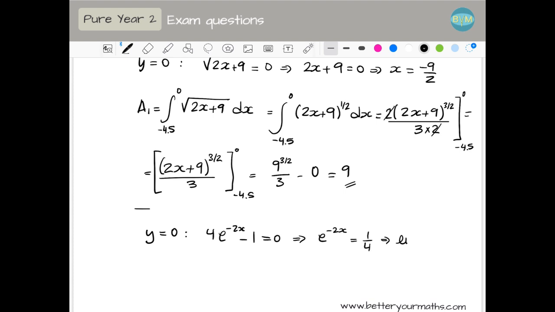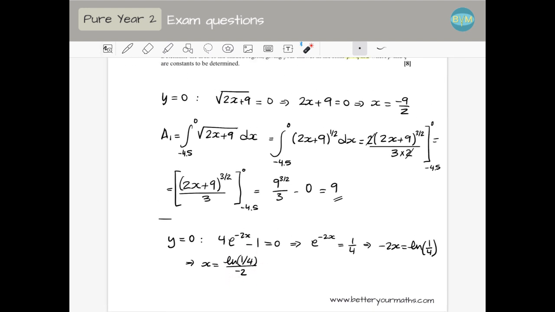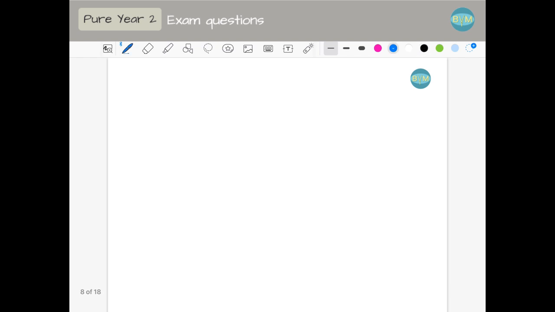Taking logs, ln minus 2x is going to be ln 1/4, which means x is going to be ln 1/4 divided by minus 2. We can simplify this a bit easily, because if you do it with the calculator, it's going to give you the decimals, but there is a nicer way of writing it. So ln 1/4 divided by minus 2.